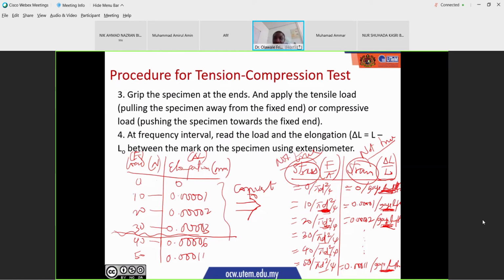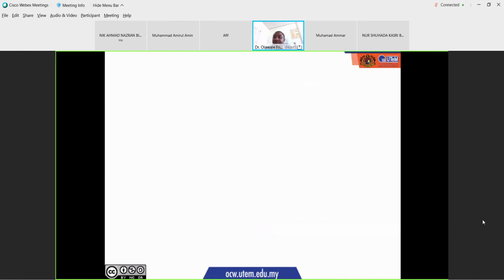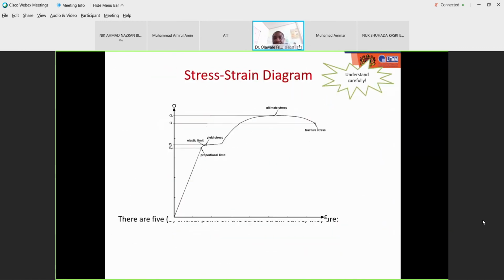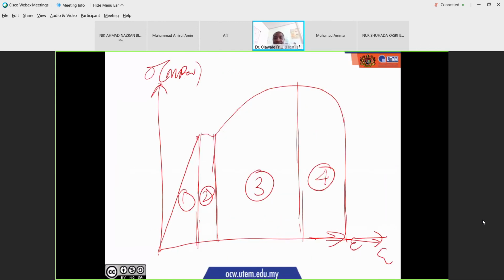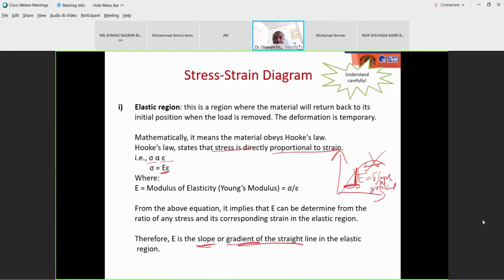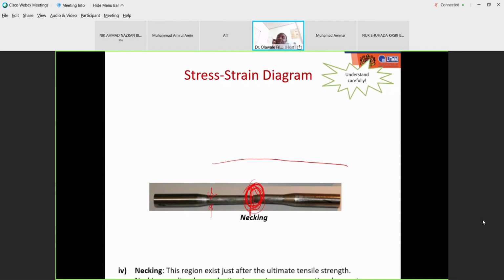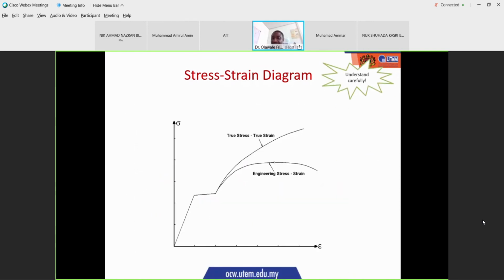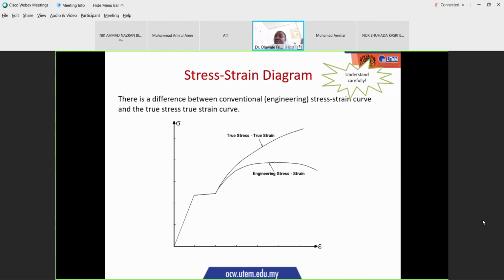So now I'm going to differentiate between the true stress strain diagram and the conventional stress strain diagram. That's why I've been saying all this. I want to differentiate between these two graphs. Generally, you have the true stress, true strain diagram, and the engineering stress strain diagram. Like I said, the one we have been talking about all day is the engineering stress strain diagram. There is a difference between the conventional or engineering stress strain curve and the true stress, true strain curve.